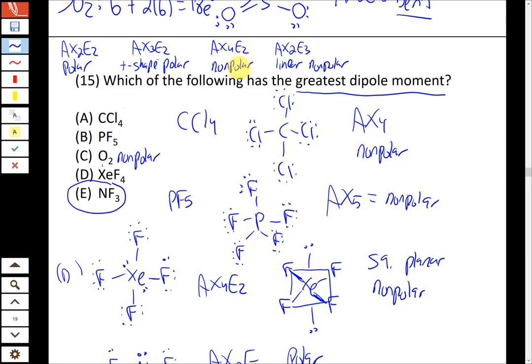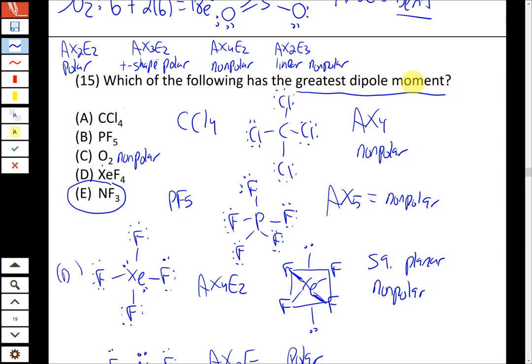So in that case, you wouldn't be able to really easily compare it. So in problems like this, if we're asking for greatest dipole moment, it's typically going to be enough to just figure out which one's polar and you're done. Only one of the answer choices will be polar is another way of saying that.